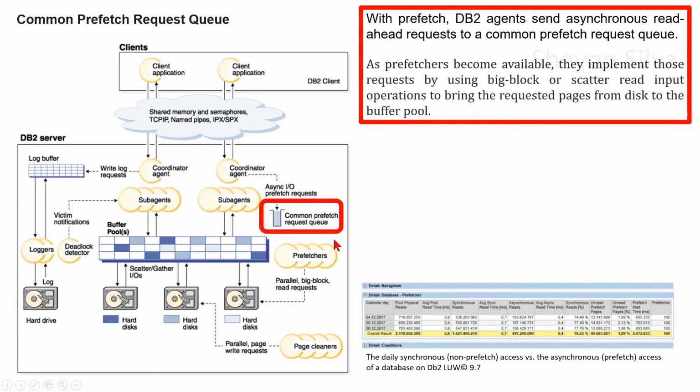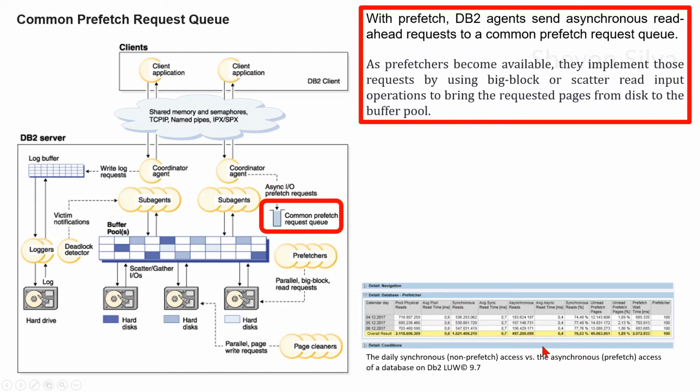Now we are considering a common prefetch request queue. With prefetch, DB2 agents send asynchronous read-ahead requests to a common prefetch request queue. As prefetchers become available, they implement those requests by using big-block or scatter read input operations to bring requested pages from disk to the buffer pool.